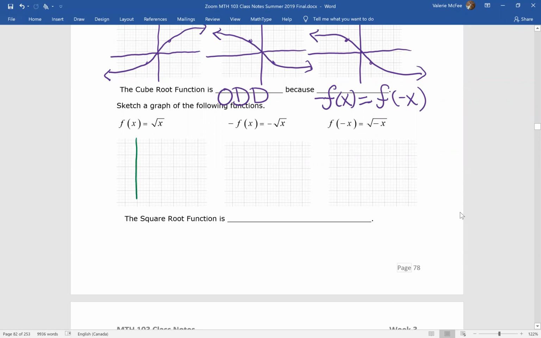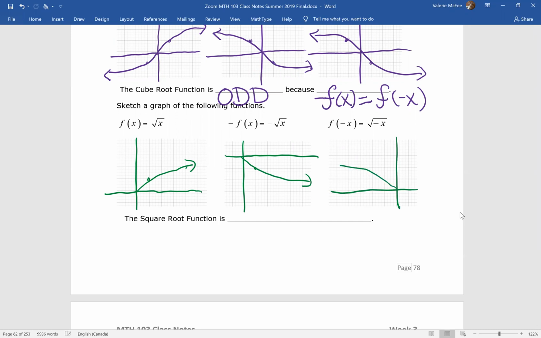Finally, we have our square root function here, our basic function, our reflection across the x-axis, and our reflection across the y-axis. None of these are the same. The square root function is neither odd nor even. The graphs let us see those properties pretty clearly.